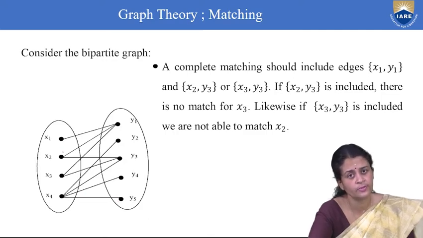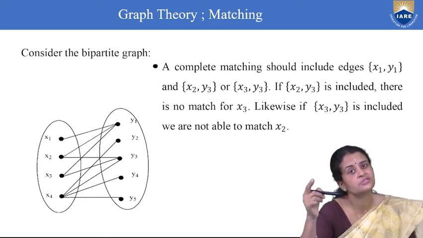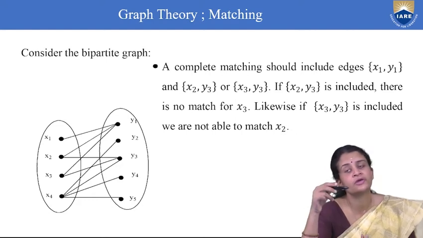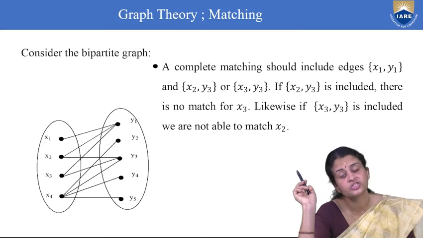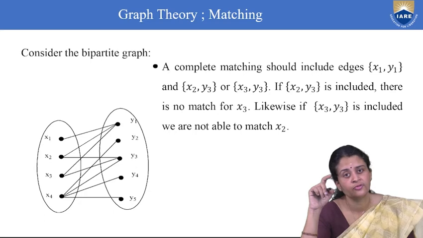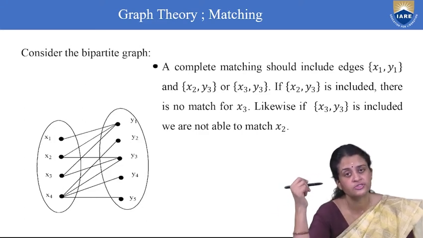So which edges should this complete matching include? x1, y1, then x2, y2 or x3, y3. If x3, y3 is included, can we put x2, y2? The condition of matching requires that if x2, y3 is included, then we cannot put x3, because x3 is matched to y3. If we put that, the condition of matching is lost, because these two have a common end. Likewise, if x3, y3 is included, we cannot match x2.